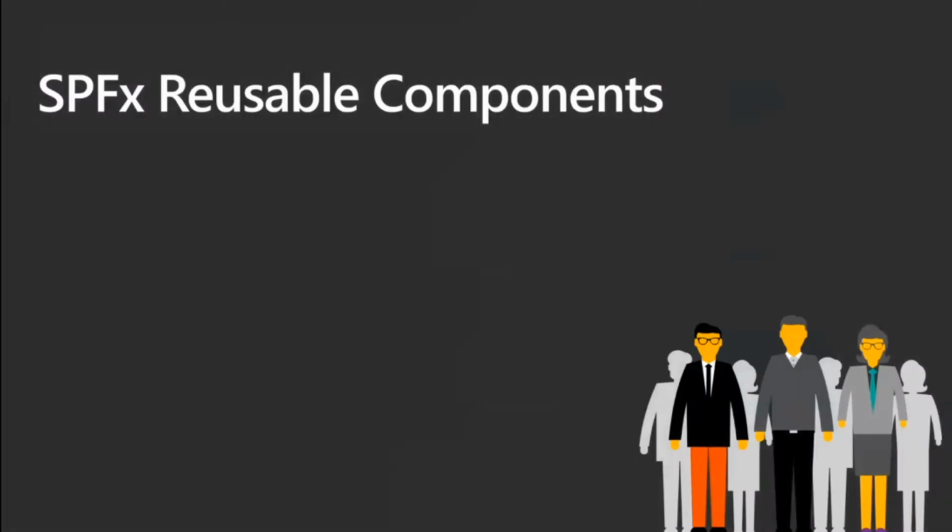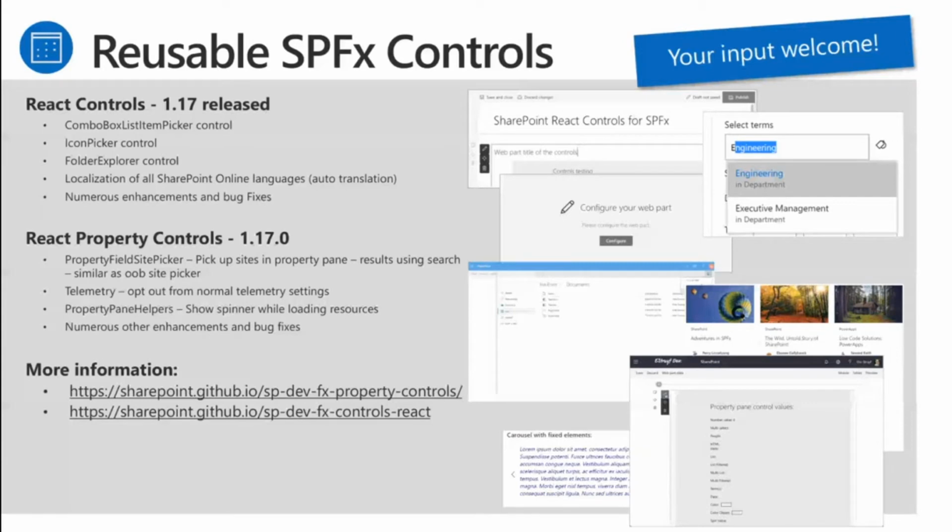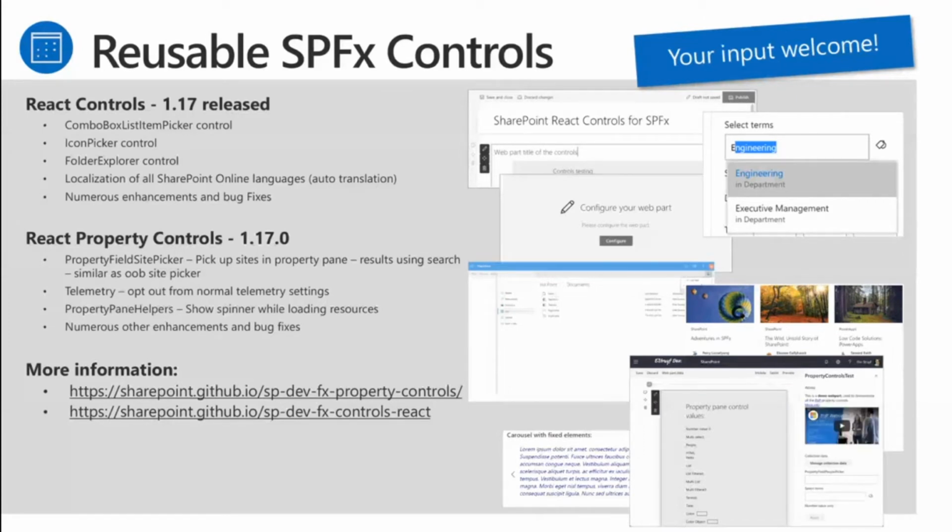That's really, really cool. SPFx Reusable Components, a lot of movement here as well. So the React Controls 1.17 version was released, and there were 4 new controls, like 20 PRs with additional enhancements, and then 20 PRs for bug fixes or improvements. So really cool stuff. As an example, there's localization of all SharePoint Online languages for the controls with auto translation capabilities. So basically, all of these controls can natively translate by themselves automatically to the language which the site is being presented in for the end user. And that's actually a pretty mind-boggling feature.